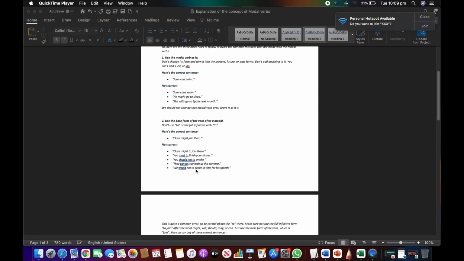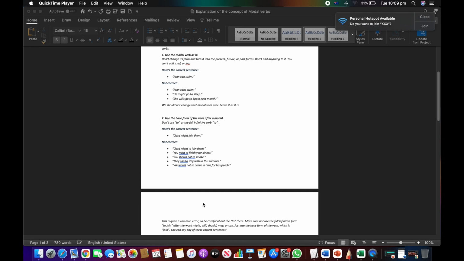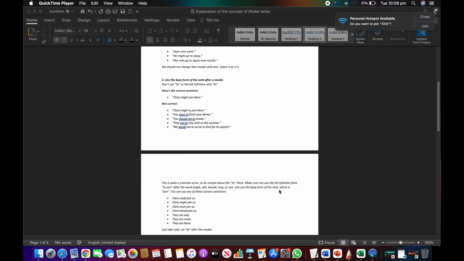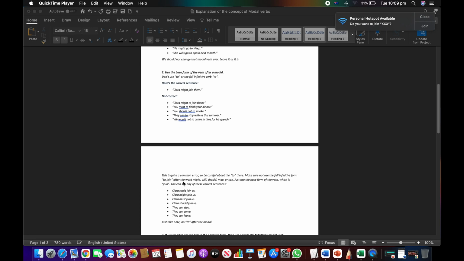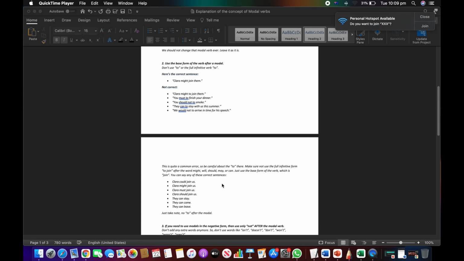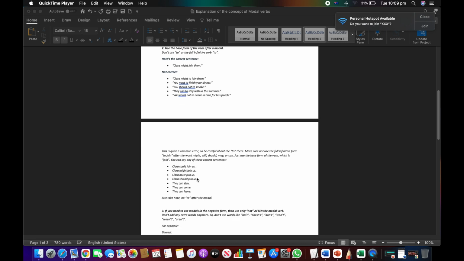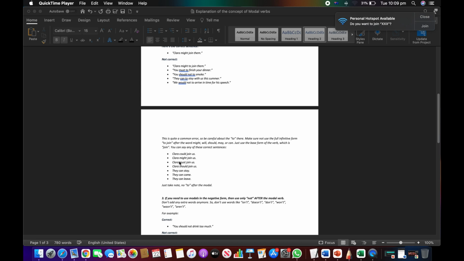I think you can easily tell that these sentences are all incorrect. This is quite a common error, so be careful about the to there. Make sure not to use the full infinitive form to join after the word might, will, should, may, or can. Just use the base form of the verb, which is join. You can say any of these correct sentences below. Clara could join us, Clara might join us, Clara must join us, Clara should join us, they can stay, they can come, and they can leave. Just to take note, no to after the modal.